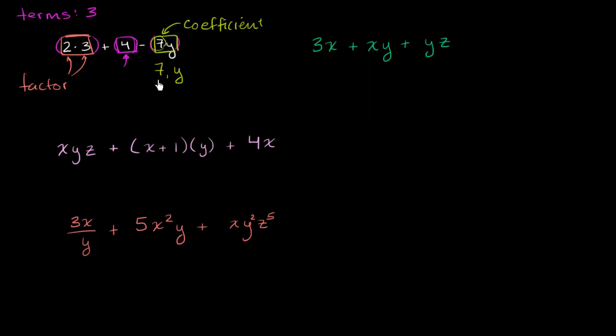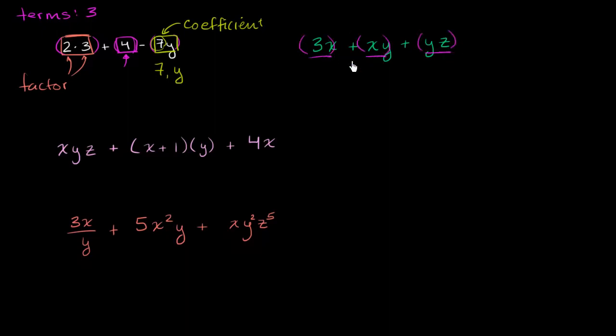Now let's do a few more examples. And in each of these, I encourage you actually right now to pause the video. Think about what the terms are. How many terms are there in each expression? How many factors in each term? And what are the coefficients? So let's look at this first one. It's clear that we have 3 things being added together. This is the first term, this is the second term, and this is the third term.